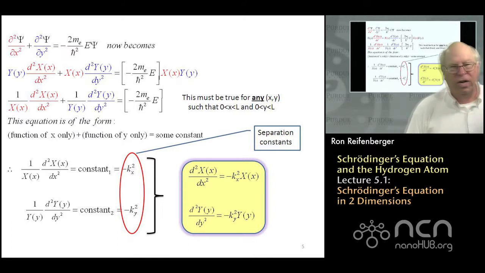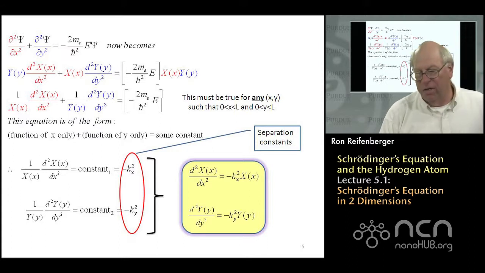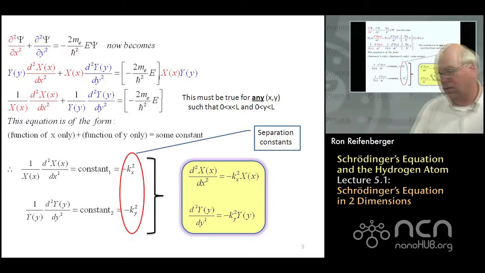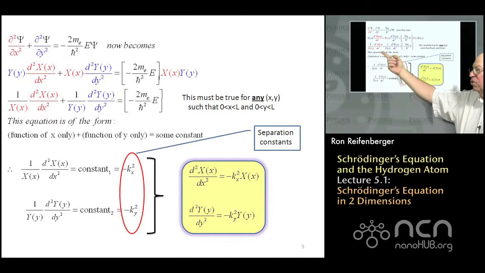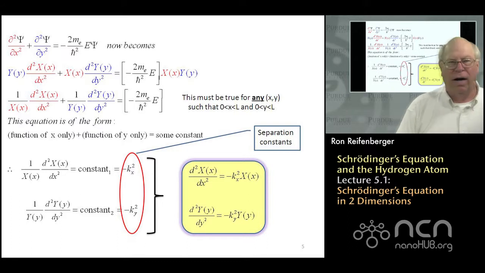Now, this is a very interesting form for a differential equation because it says this first term, which depends only on x, is added to the second term, which depends only on y, and that's equal to a constant. The constant is these 2m over h bar squared, those are the fundamental constants of the problem, times the energy eigenvalue E. And that has to be true for any x and y inside that potential well.